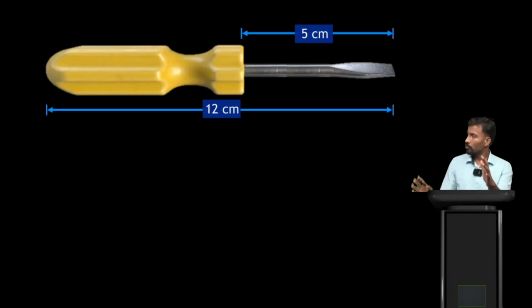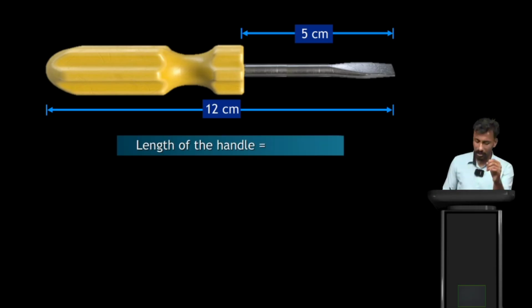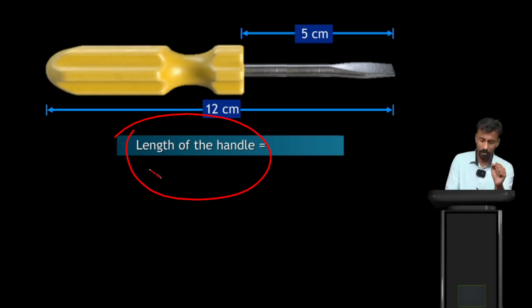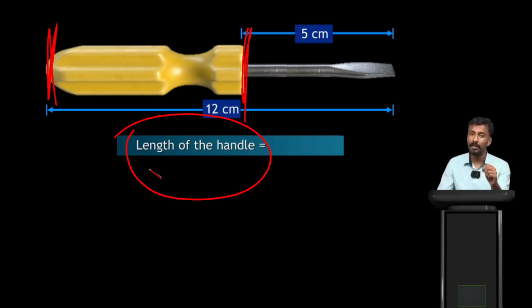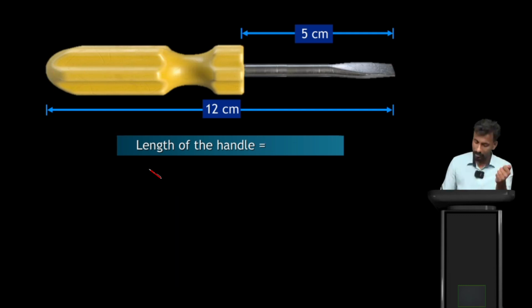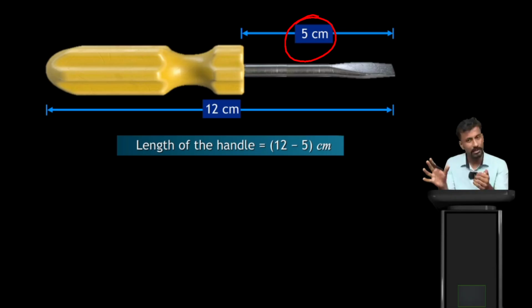Now look. Suppose that's an instrument. The total length given is 12 centimeter and that part is given as 5 centimeter. Now if I ask you what will be the length of the handle, the yellow part, what will be the answer? The answer will be the total length minus that amount: 12 minus 5 centimeter.